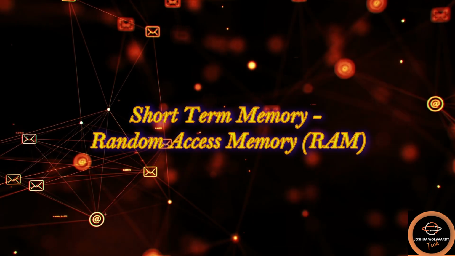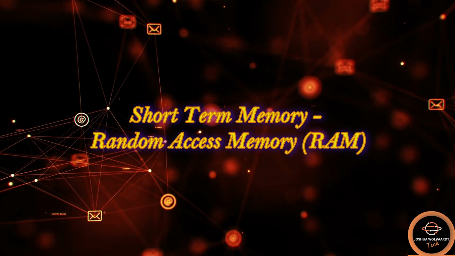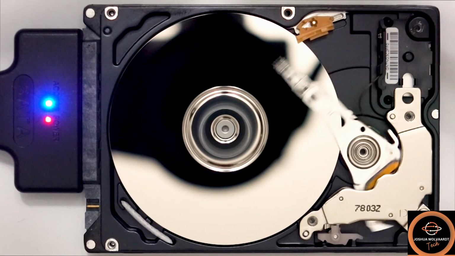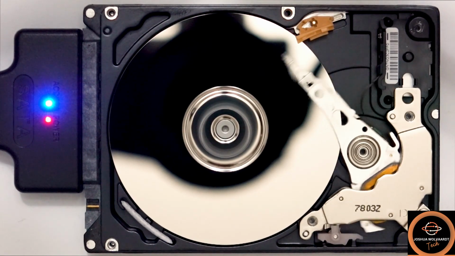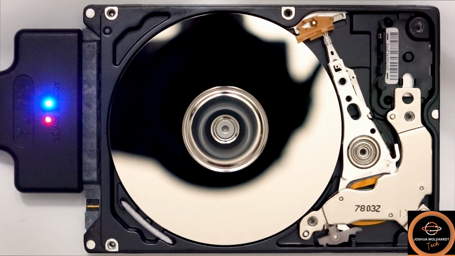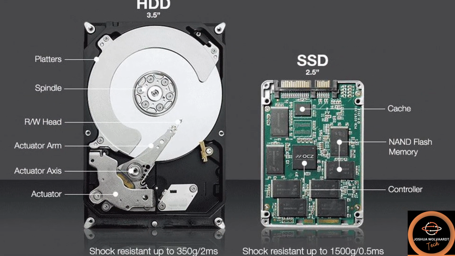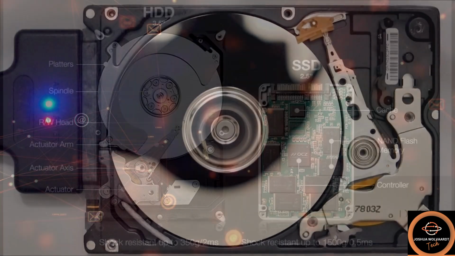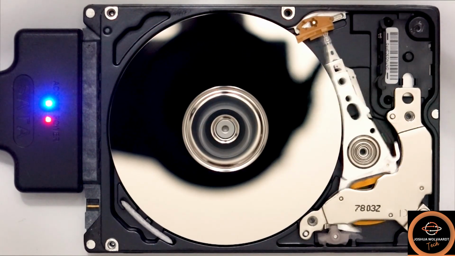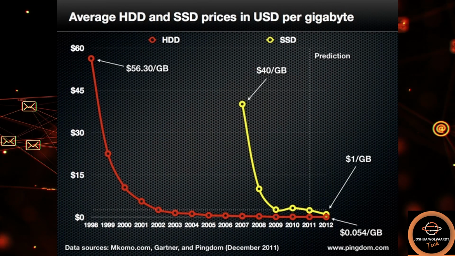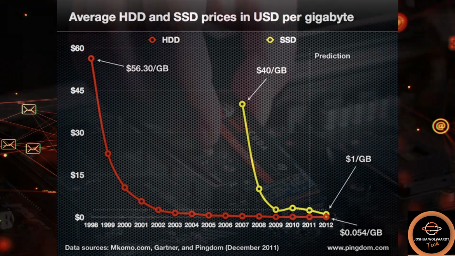Long-term storage, hard disk drives and solid-state drives. Now let's talk about long-term storage, where your operating system, applications and files are stored permanently. There are two types: hard disk drives and solid-state drives. Hard disk drives, or HDDs, use spinning magnetic patterns to store and retrieve data. They offer large storage capacities at a lower cost per gigabyte, but are generally slower.